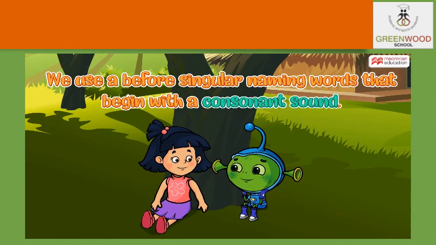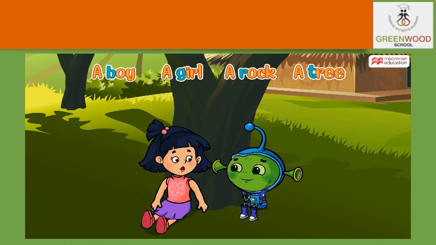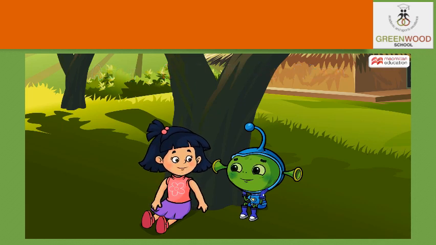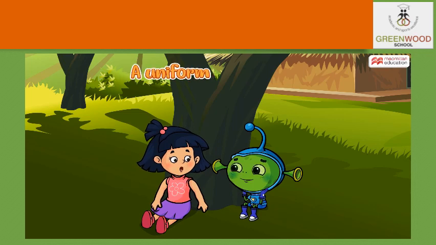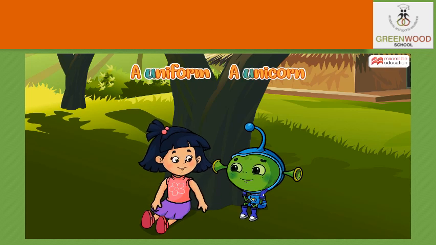Consonant sound? Yes, Marty. We say a boy, a girl, a rock, a tree because all these words begin with a consonant sound. Just as we say a uniform, a unicorn, because these words begin with the letter U, which has the consonant sound of Y.